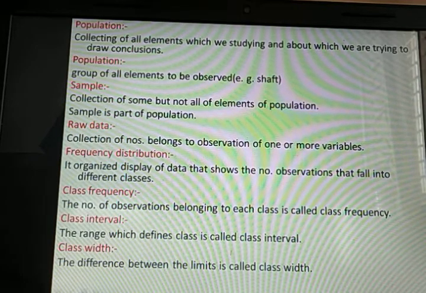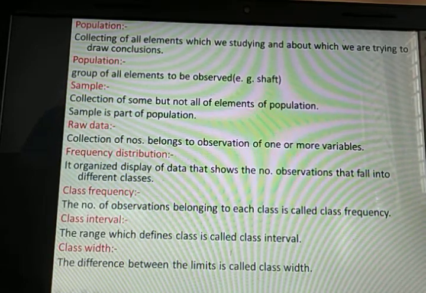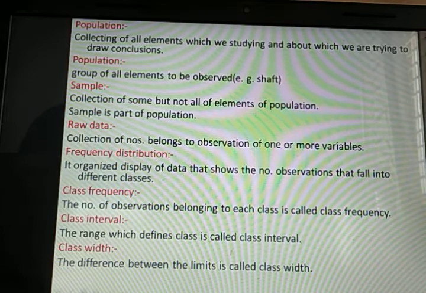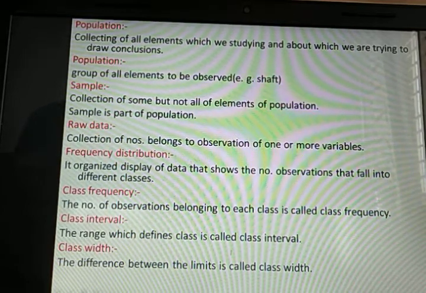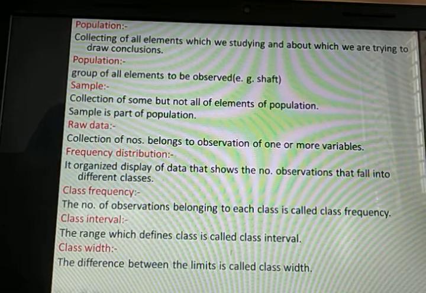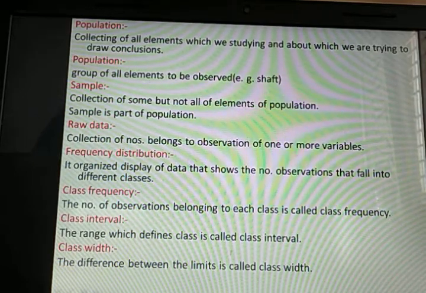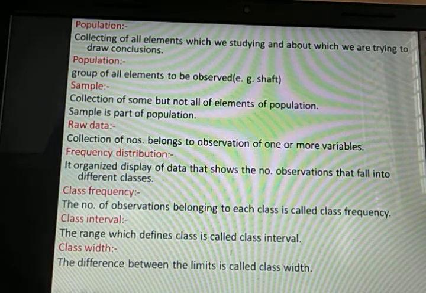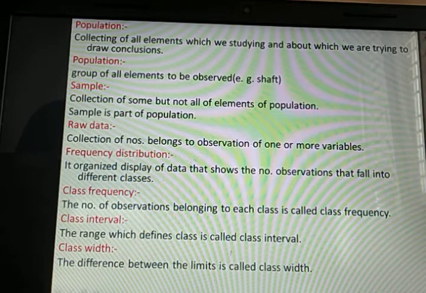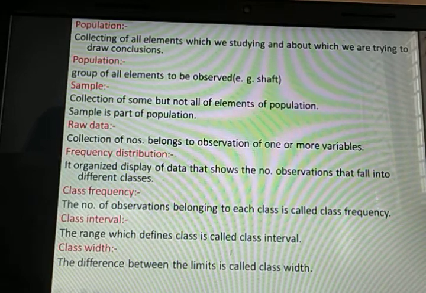Suppose we have hundreds of shafts, and they have different diameters. Suppose the first diameter is 39.32, the second diameter is 39.42, the third one is 39.52. In this way we have collected hundreds of shaft diameters. This collection of data is called the population, and from the population we try to draw some conclusion.